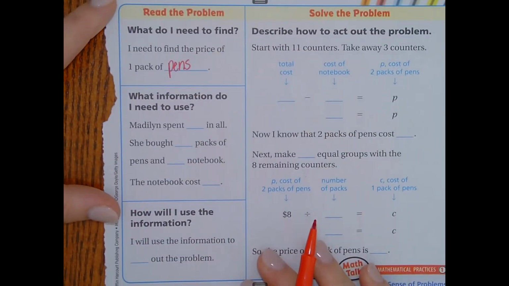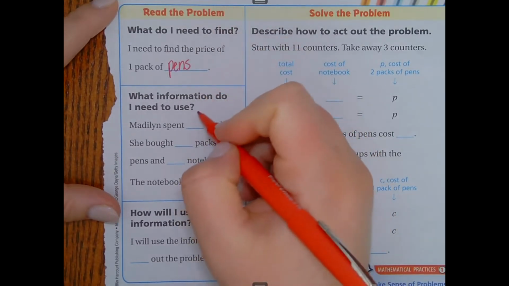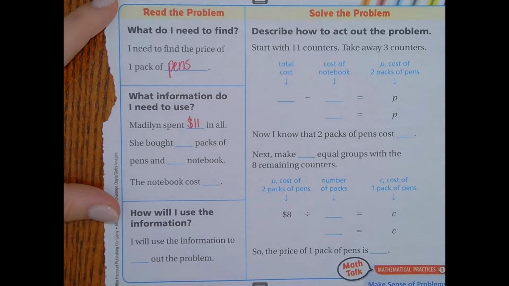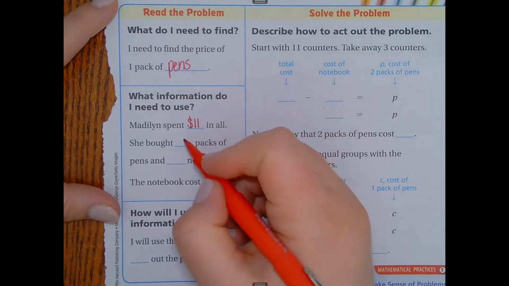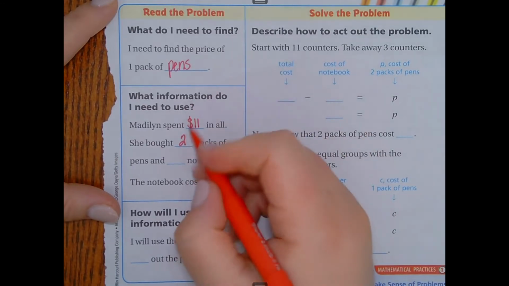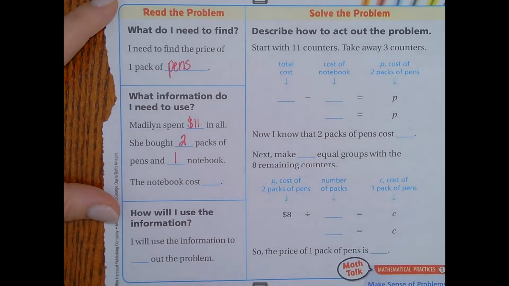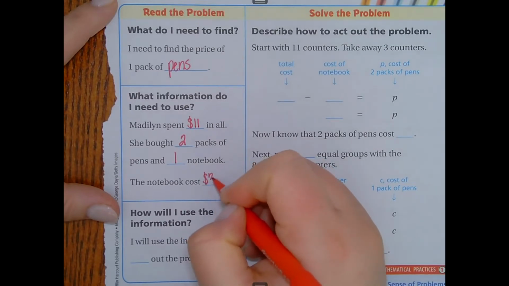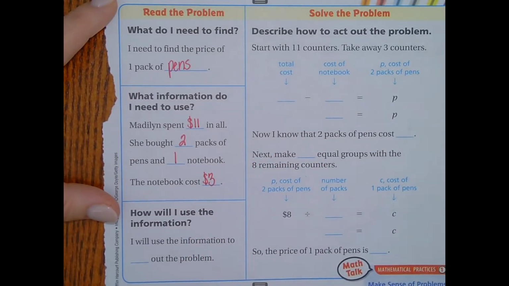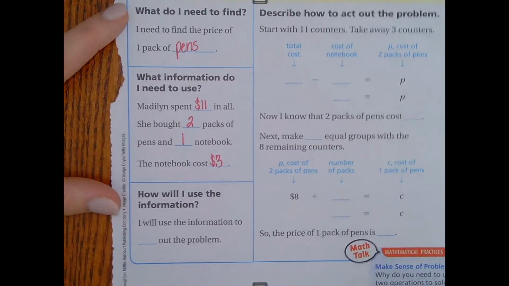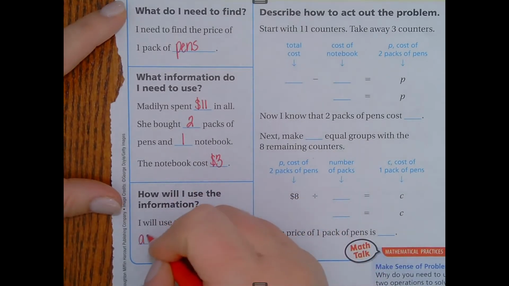So Madeline spent $11 in all. She bought 2 packs of pens and 1 notebook. The notebook costs $3. This is the information they've already given me. So how will I use this information? Well, I will use this information to act out the problem.